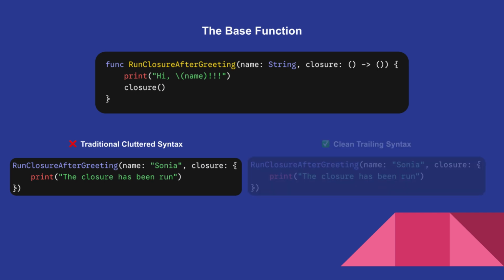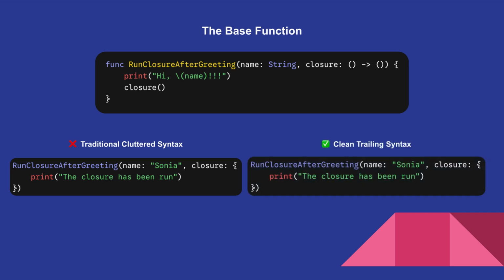Now look at how trailing closure syntax completely transforms this call. Because the closure is the very last argument, we completely drop the closure label and the trailing closing parenthesis. We close the parameter right after the string Sonia, and simply trail the executing block directly behind it. The code immediately reads like a native control flow statement, clean, readable, and highly professional.